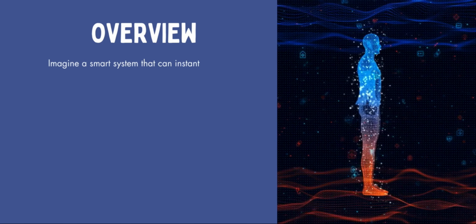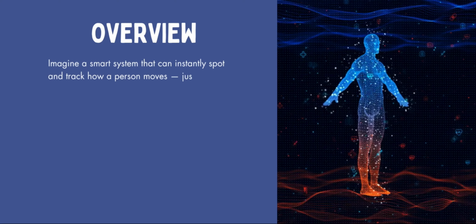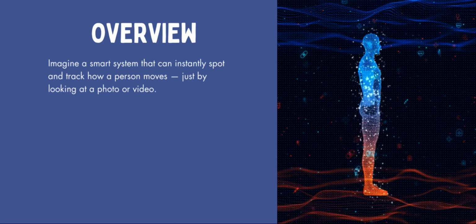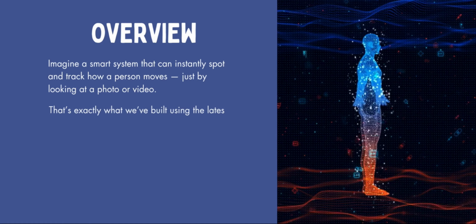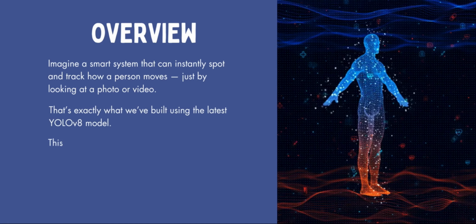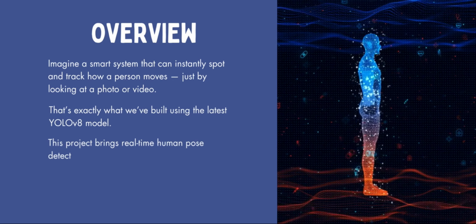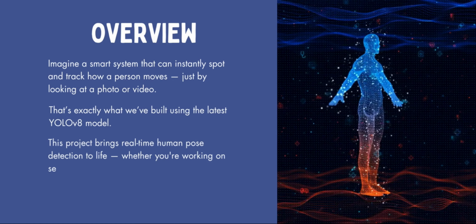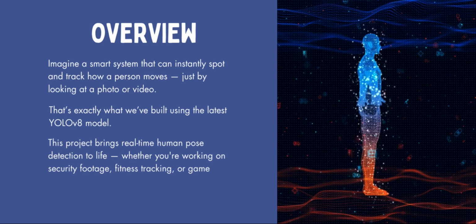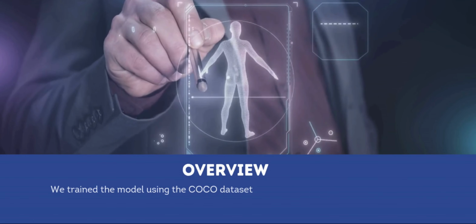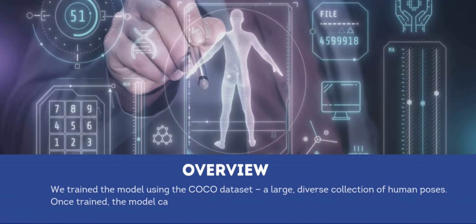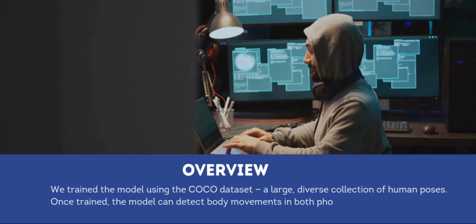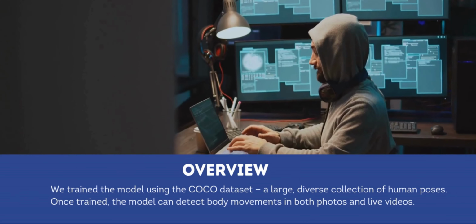Imagine a smart system that can instantly spot and track how a person moves just by looking at a photo or video. That's exactly what we've built using the latest YOLOv8 model. This project brings real-time human pose detection to life, whether you're working on security footage, fitness tracking, or game development. We train the model using the COCO dataset, a large, diverse collection of human poses. Once trained, the model can detect body movements in both photos and live videos.